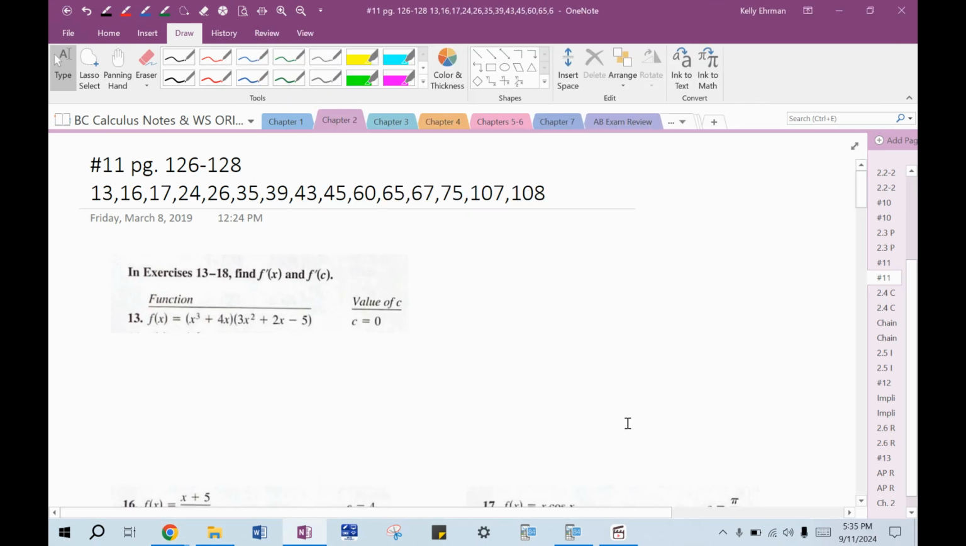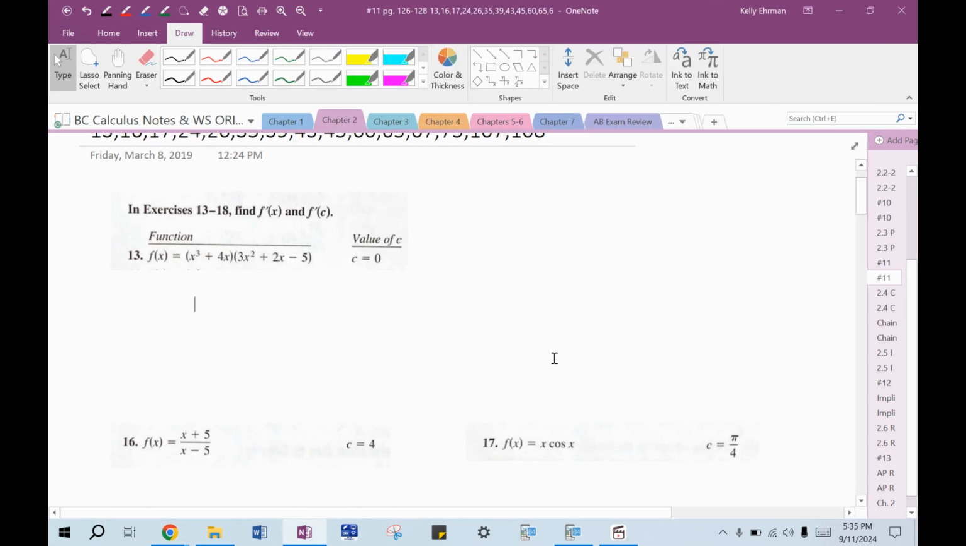All right, for homework number 11, we're starting out where we need to find f prime of x and then f prime of c. And you could do product rule on this, but then if you want to simplify it, things get kind of ugly from there. So I'm going to FOIL f of x together first.